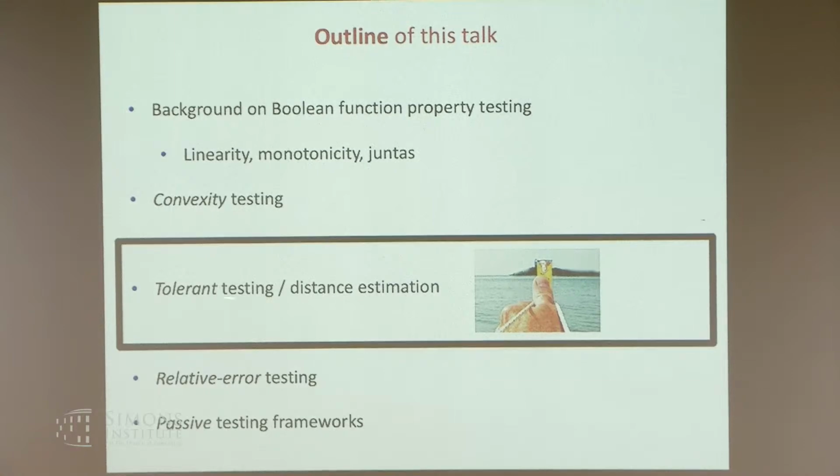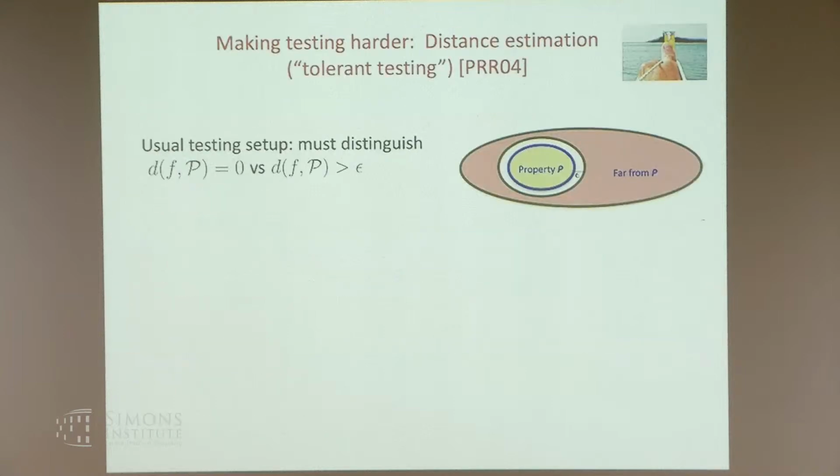So I'll start off by talking about so-called tolerant testing or distance estimation, and I'll use this silly picture of a guy with his thumb to keep this distance estimation notion in your mind. Okay, so this is a framework which makes property testing harder. It was introduced by Parnas, Ron, and Rubinfeld about 20 years ago. Let's think of the usual property testing setting. What are we trying to do? We're trying to figure out whether the distance from our unknown function to the property is 0, i.e. it has the property, or whether it's at least epsilon, it's far from having the property.